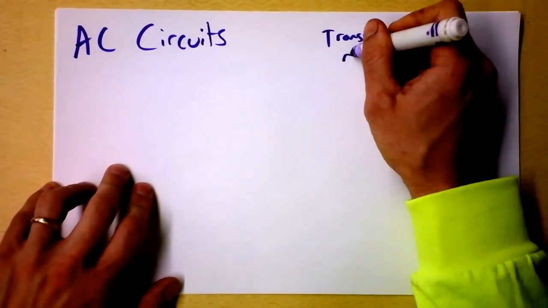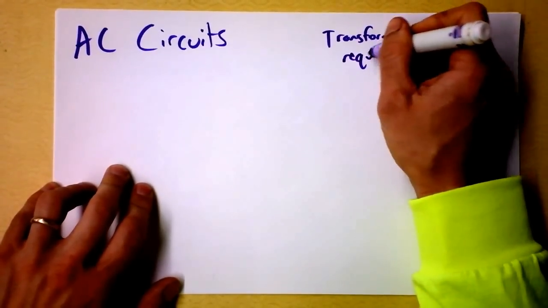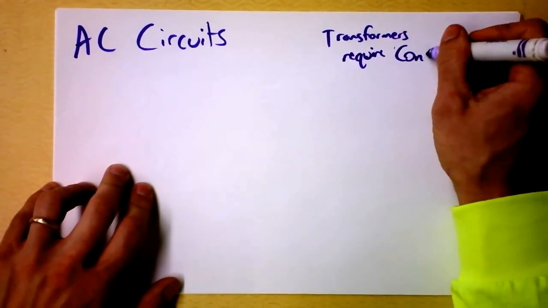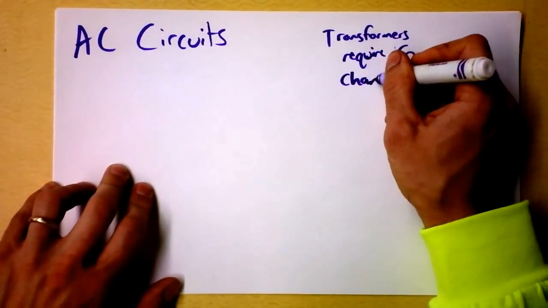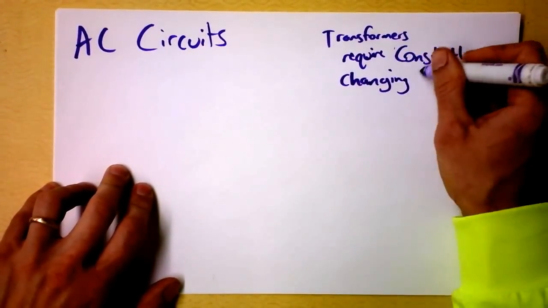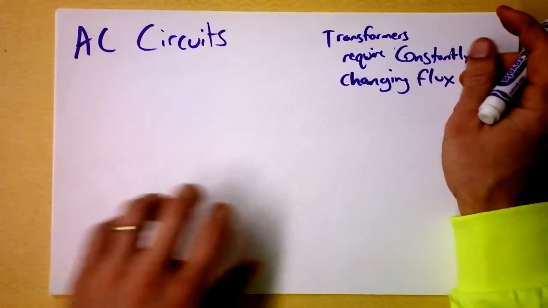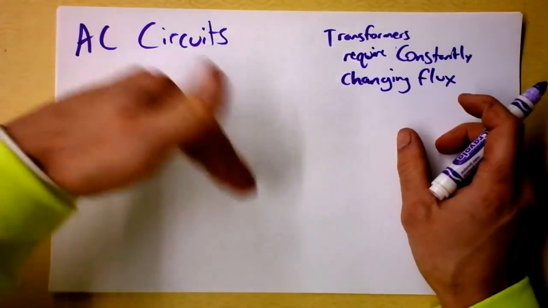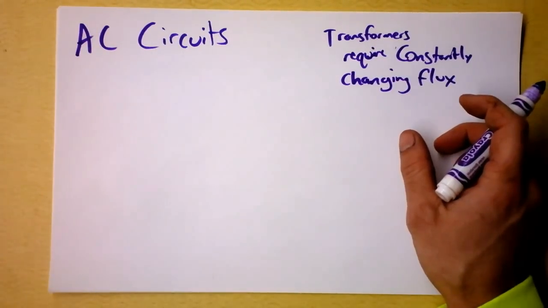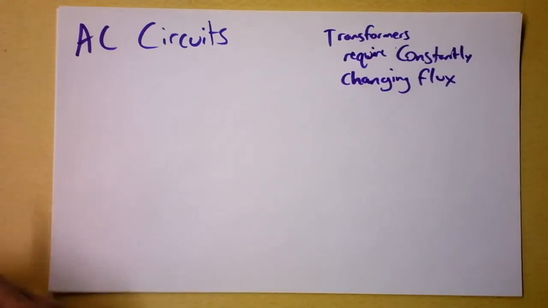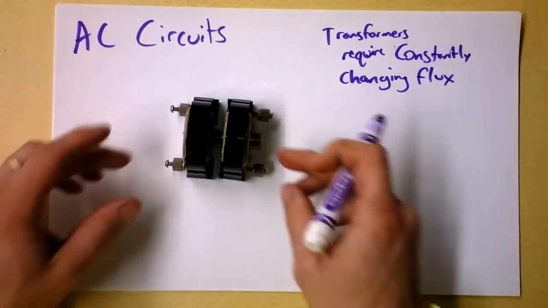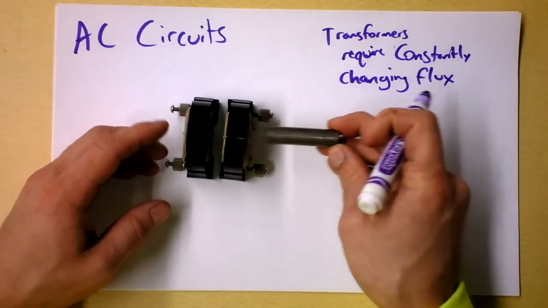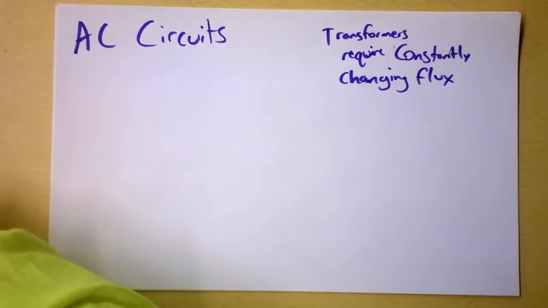But transformers require constantly changing flux. So if you've got a constantly changing flux, a consistently changing flux right there, then you can make a transformer. This is the simplest one, right? You just put two coils near each other and you have them share a flux, like I've got a soft magnetic material in here.